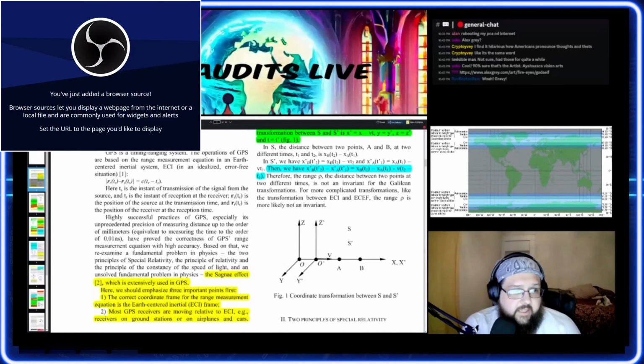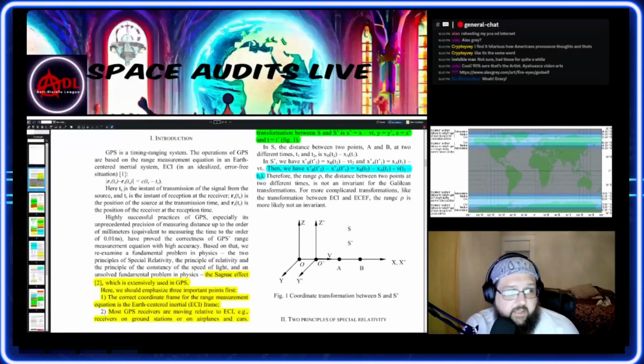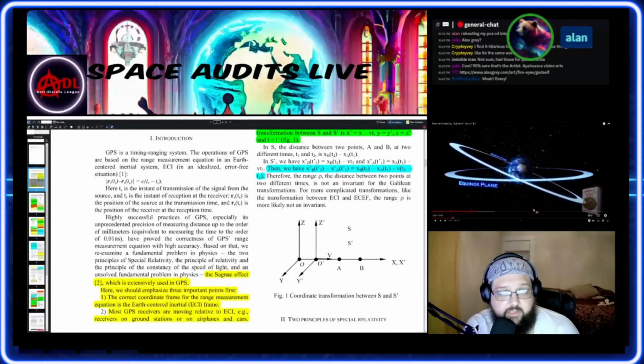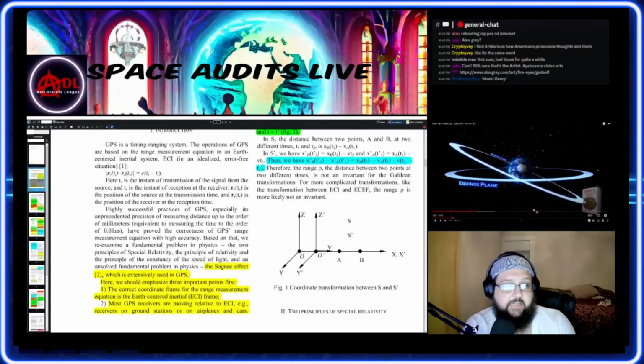So he reiterates the range equation again, the absolute value of all this. And then here, T sub S is the instant of transmission of the signal from the source. T sub R is the instant of reception at the receiver. R sub S times T sub S is the position of the source at transmission time, and R sub R times T sub R is the position of the receiver at reception time.